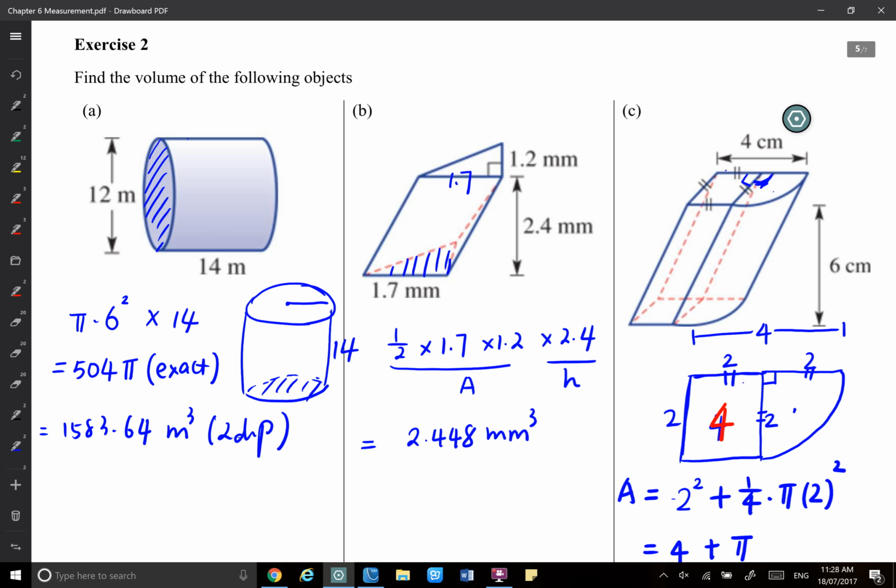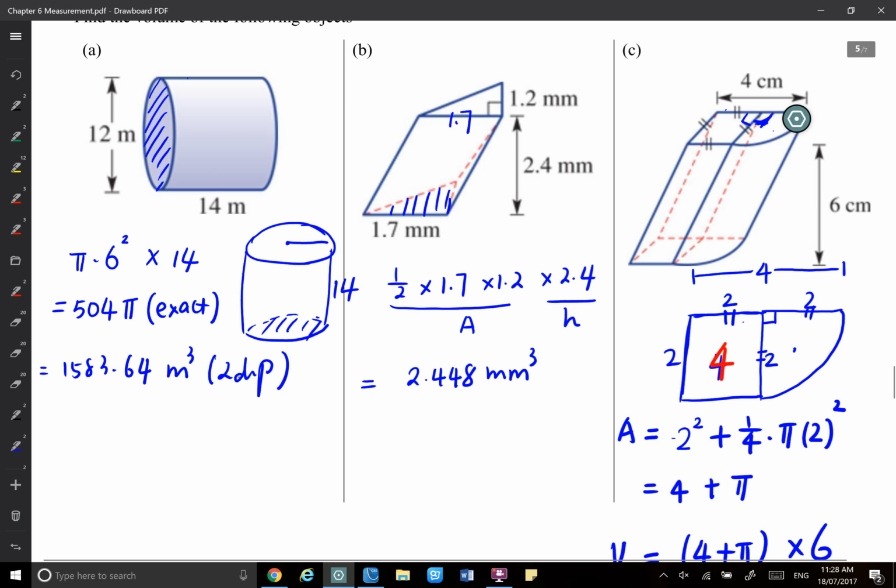Okay, this is not a straight shape, so the height you measure is not the slant height. What you talk about is the straight height. In between the two faces, what is the actual vertical height? And we have a shape like that.